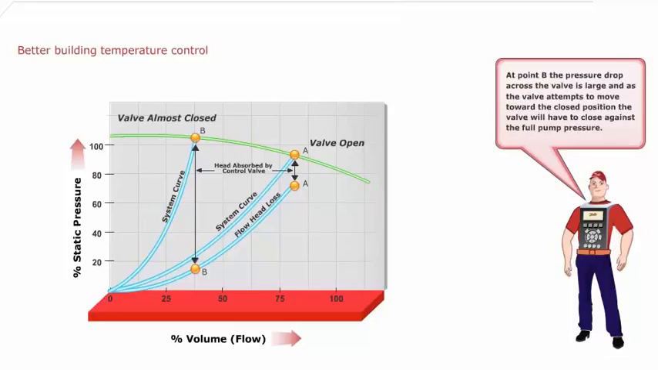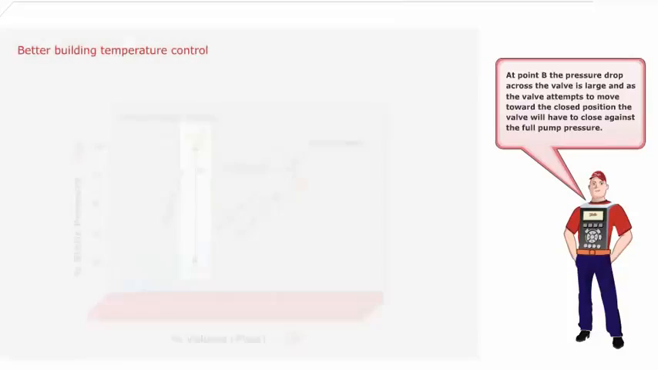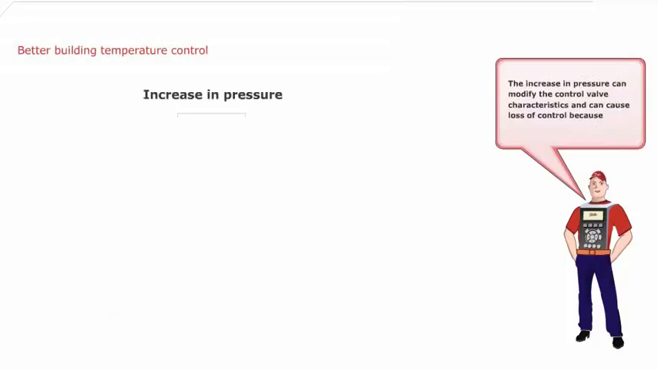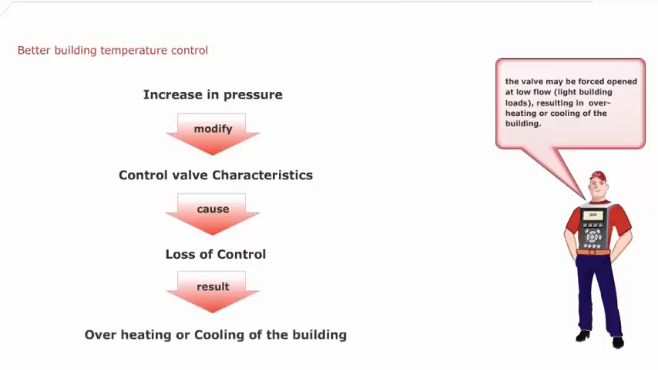At point B, the pressure drop across the valve is large, and as the valve attempts to move toward the closed position, the valve will have to close against the full pump pressure. The increase in pressure can modify the control valve characteristics, and can cause loss of control, because the valve may be forced open at low flow, resulting in overheating or cooling of the building.